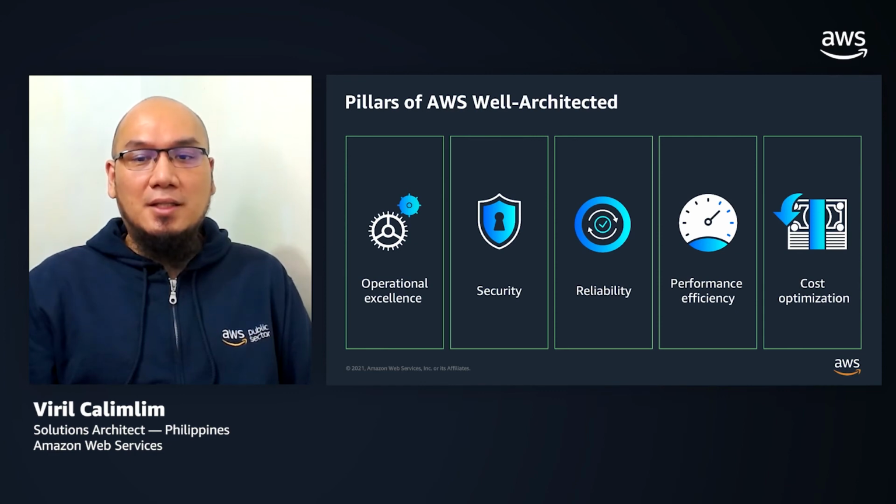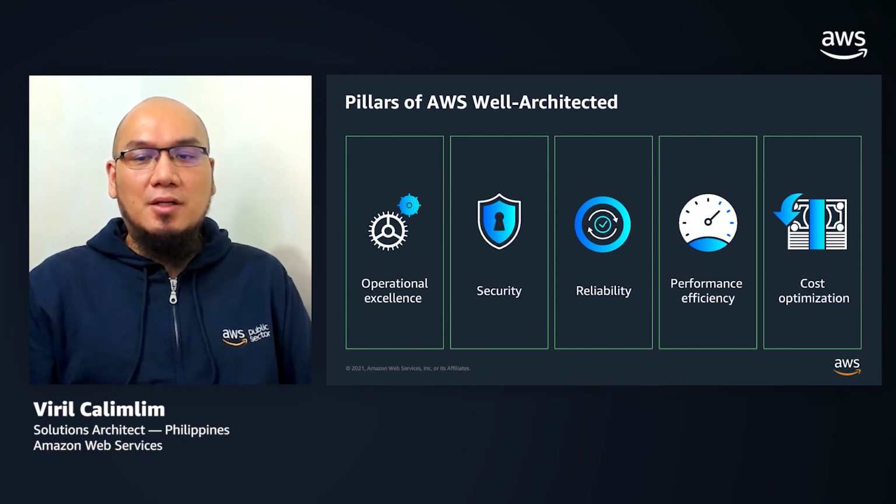Reliability is the ability of a system to recover from infrastructure or service failures, dynamically acquire computing resources to meet demand, and mitigate disruptions such as misconfigurations or transient network issues. Examples: AWS CloudFormation, AWS Auto Scaling.